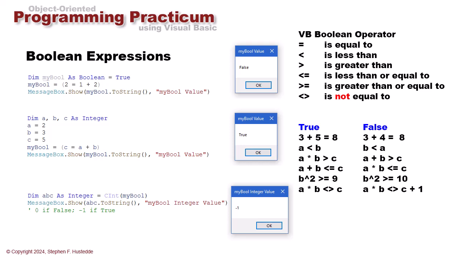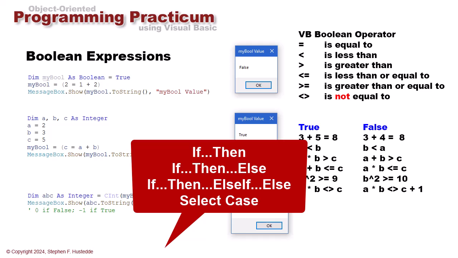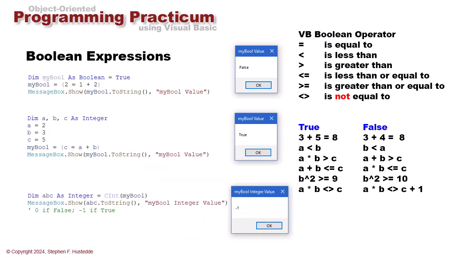We'll use these in conditional structures. We have several conditional structures in Visual Basic. There's the if-then, the if-then-else, the if-then-else-if-else, and the select case. And we'll look at those in the upcoming lessons. All of those will use conditional expressions.